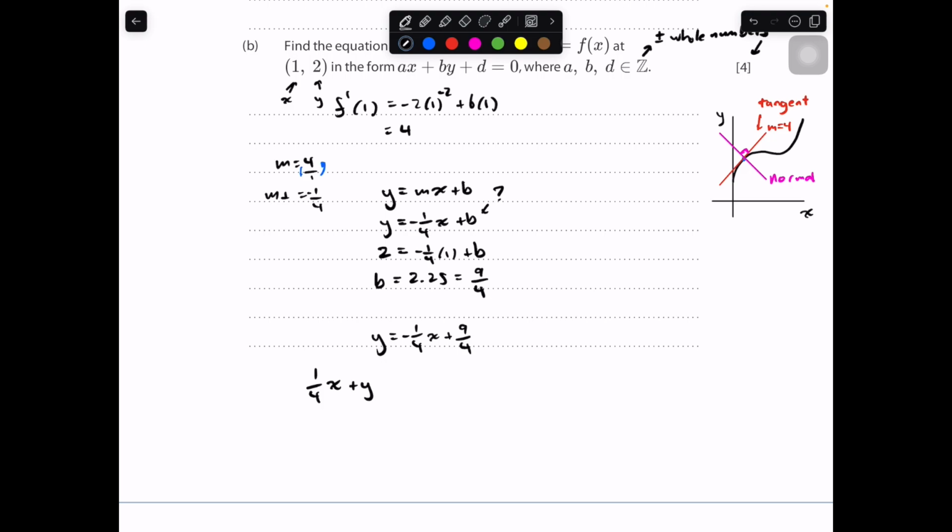So negative 1/4 x becomes positive 1/4 x. This y was already here, and then let's bring this 9/4 over. It was a positive 9/4, and so now it's going to be negative 9/4 is equal to 0. We don't want fourths, we just want whole numbers. So if we have a quarter of an x, we want a whole x. So we need to multiply everything by 4.